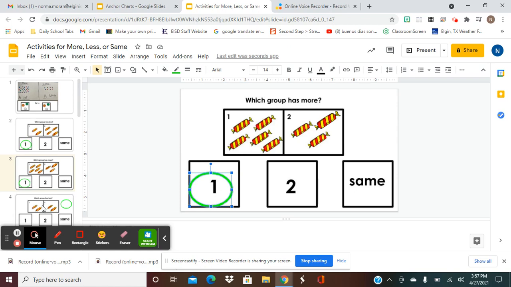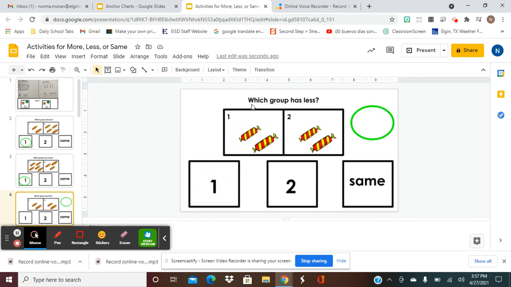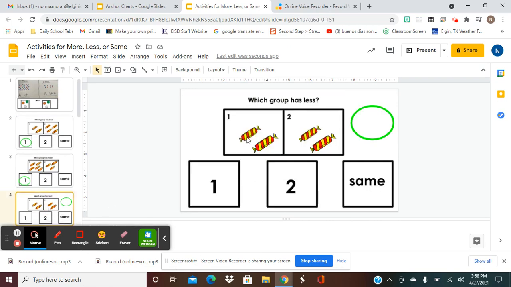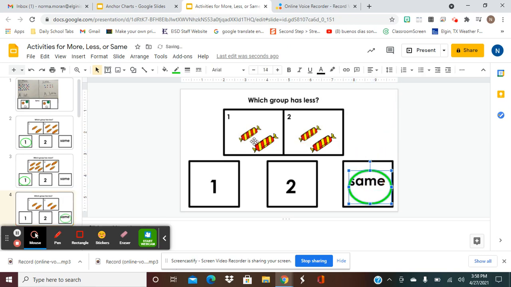All right, let's go to our last one. And this one is asking which group has less. So which one has less? Less means which one has a little. So let's look at them. Group 1 has 1 and 2, and group 2 has 1 and 2. So group 1 has 2 candies, and group 2 has 2 candies. So which one has less? Is it group 1, group 2, or they're both the same? The answer is going to be the same, right? Because this group has 2 candies, and this one has 2 candies.